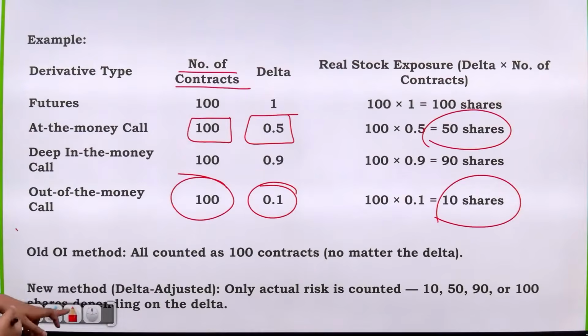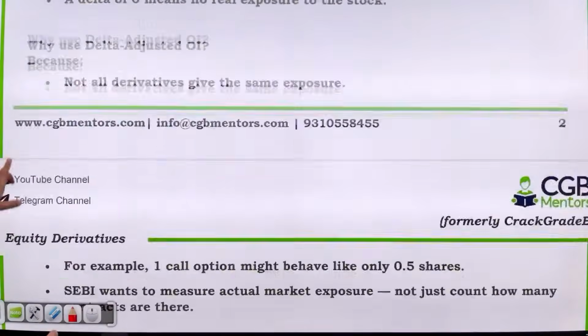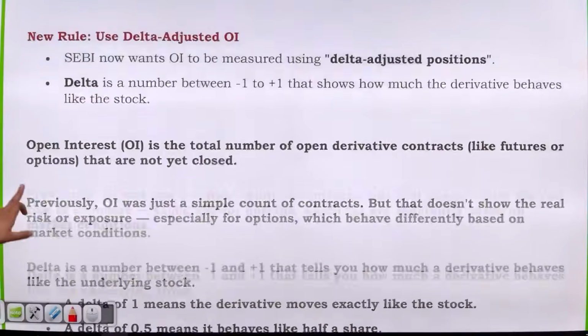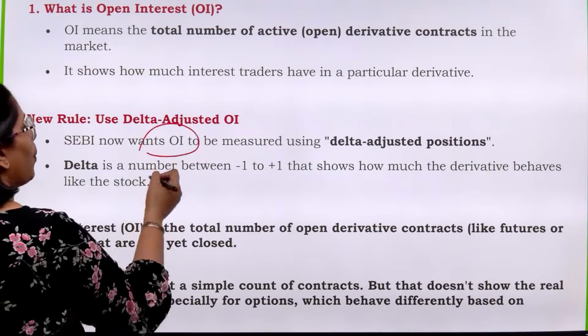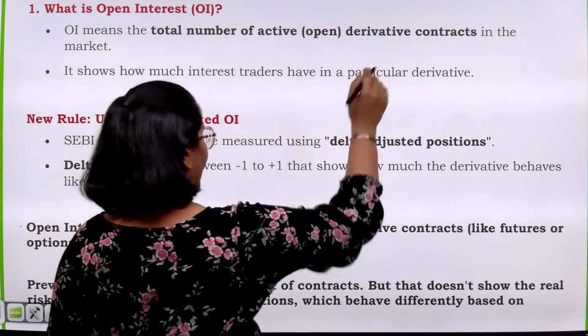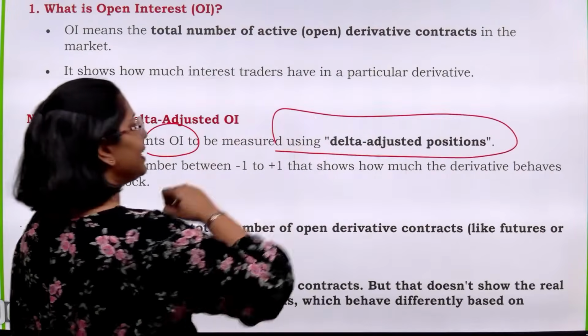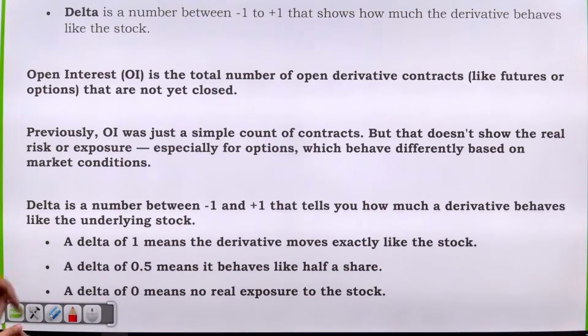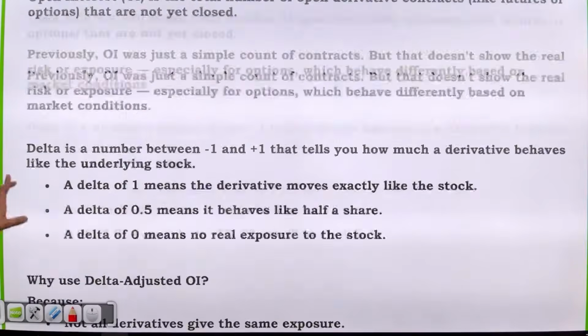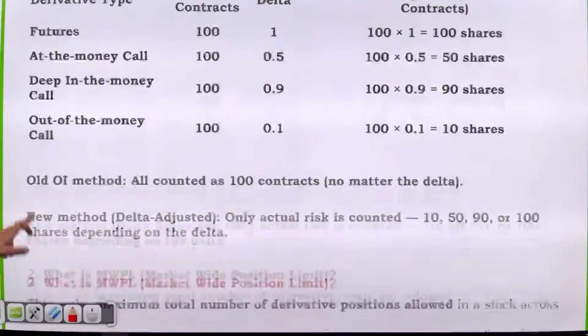So this is what SEBI has said. SEBI ने क्या कहा? SEBI now wants open interest, open contracts, to be measured using delta adjusted positions so that we would be able to know what the actual risk in the market is, right? So this is item number 1.